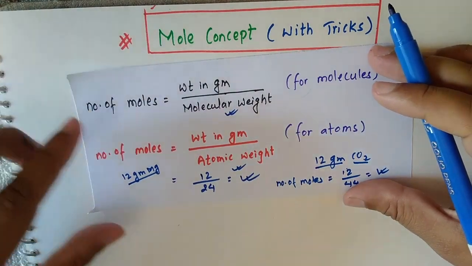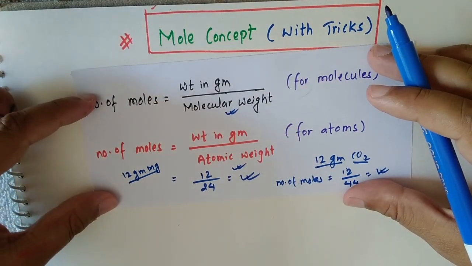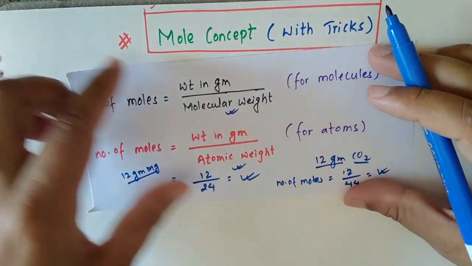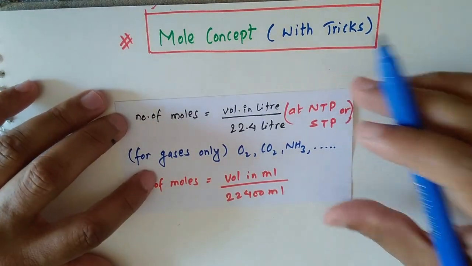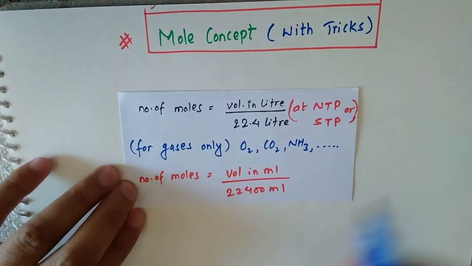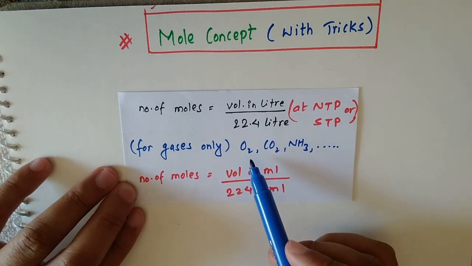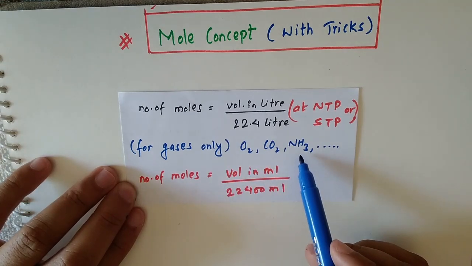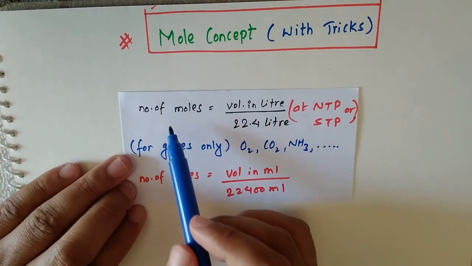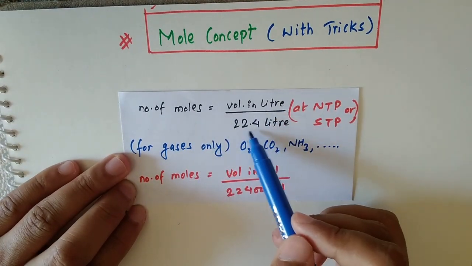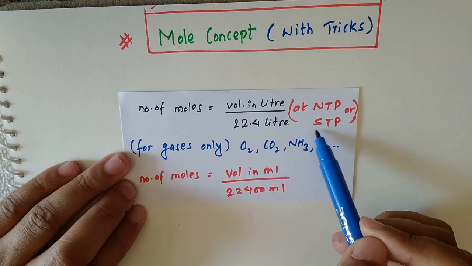This is the number of moles in terms of gram, related to weight in gram. Another is number of moles in liter, and this is only applicable for gases at STP or NTP condition, for example oxygen, carbon dioxide, nitrogen, ammonia, H2S, etc. For this, number of moles equals volume in liter divided by 22.4 liter. So the conditions will be NTP or STP.